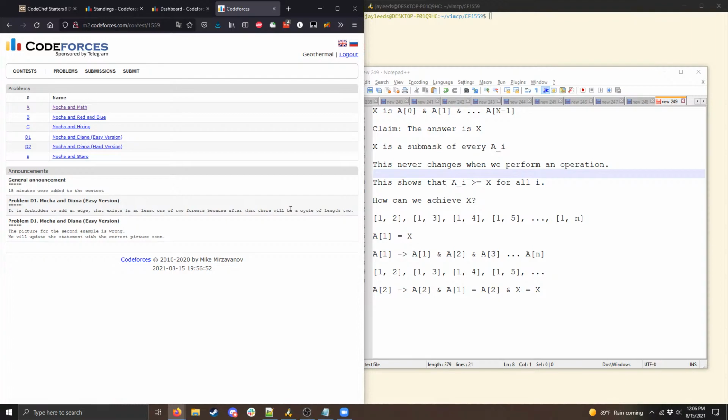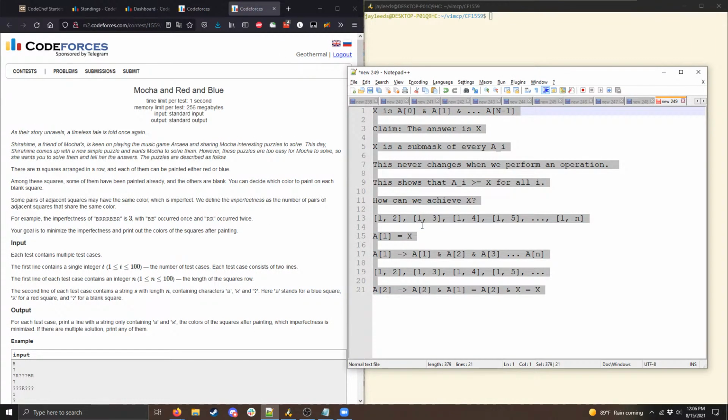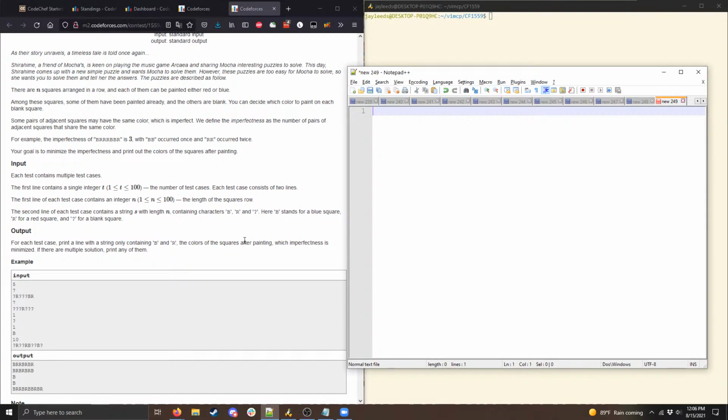Okay, let's talk about B. So we've got n squares arranged in a row, each of which can be painted red or blue. Among these squares, some have been painted already, and the others are blank. And we can decide which color to paint on each blank square. Our goal is to minimize the number of pairs of adjacent squares that share the same color by replacing the question marks with B's and R's.